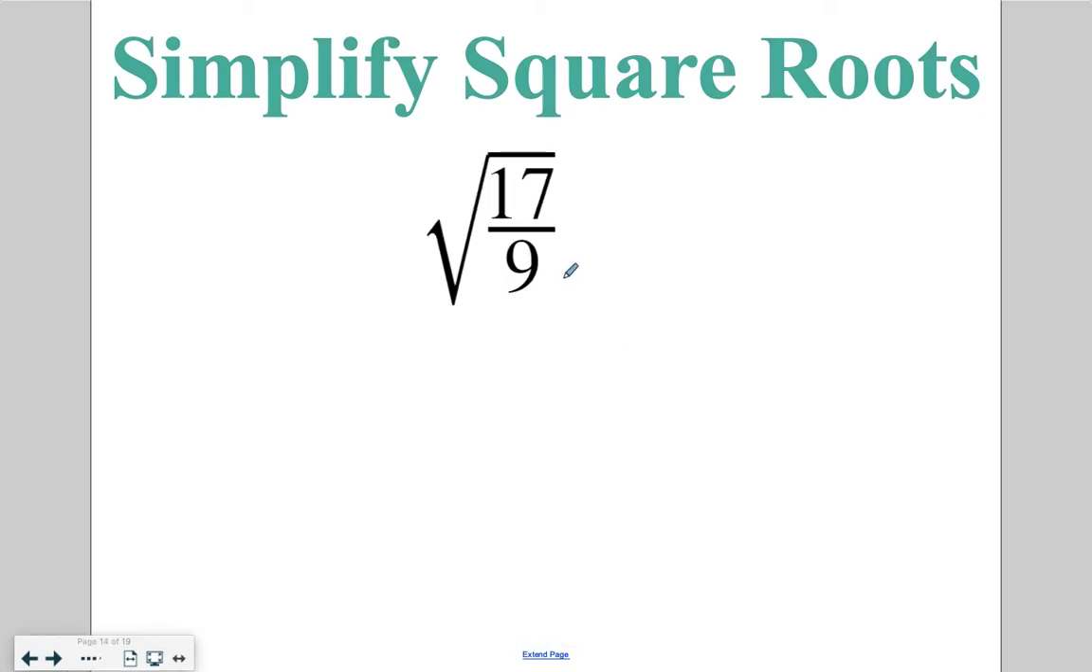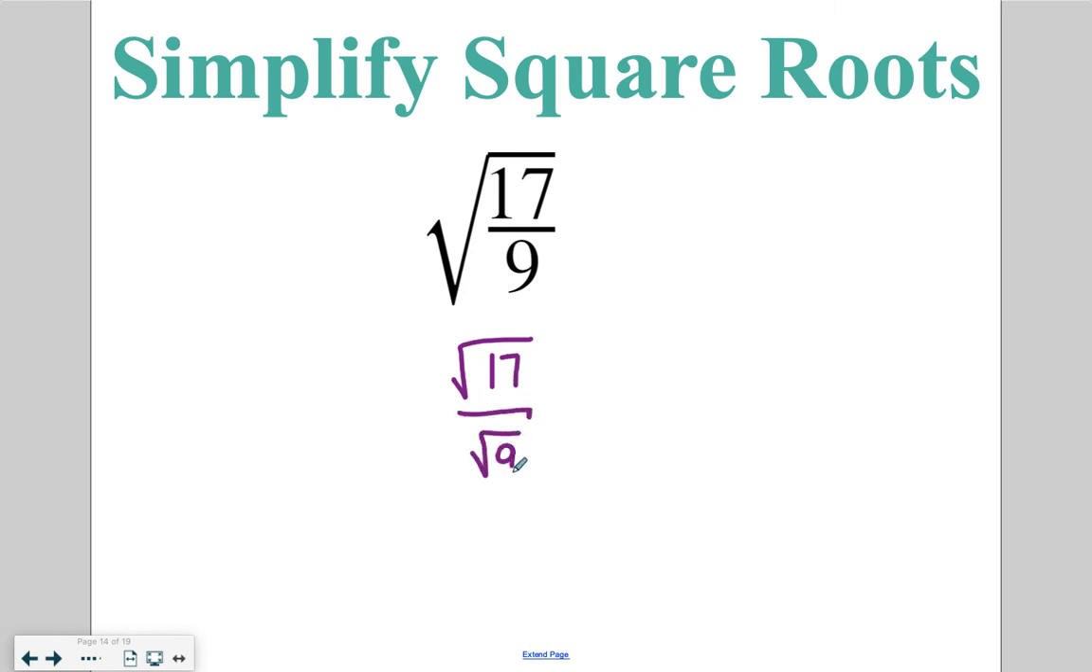Now we're going to get into that fraction part. That was that second rule that we had that says square roots can only be in the numerator. So we're going to use our quotient rule here, and we're going to split this up into the square root of the top, so square root of 17, over square root of 9.